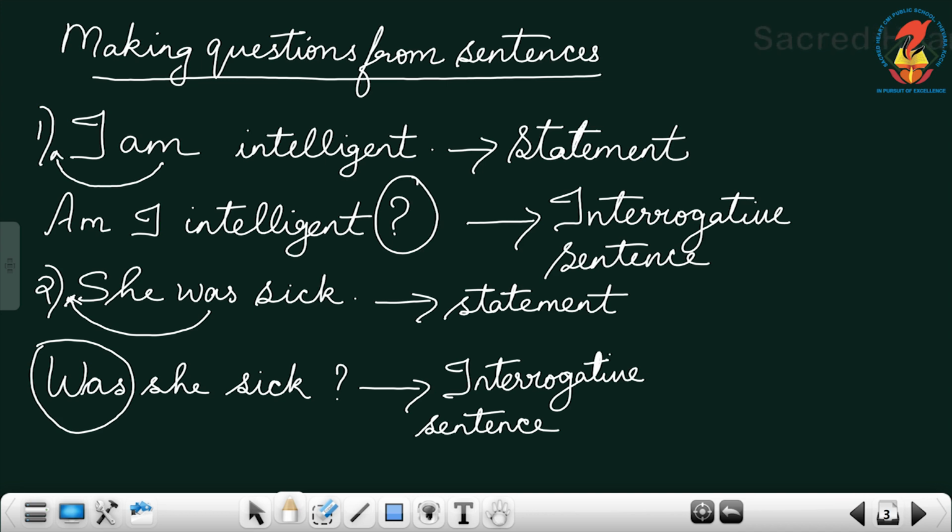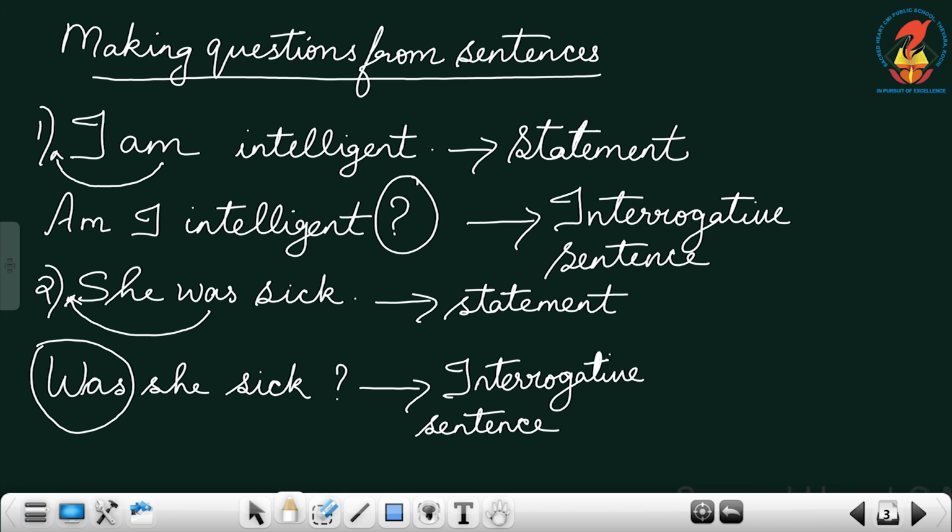Let us see. See over here, the word am should be placed before the subject I. As you know, I am intelligent. The subject of this sentence is I. So here, when we change it into an interrogative sentence, the word am should be placed before the subject. And so it becomes, am I intelligent? With that question mark at the end. So now it becomes an interrogative sentence when am is placed before the subject.